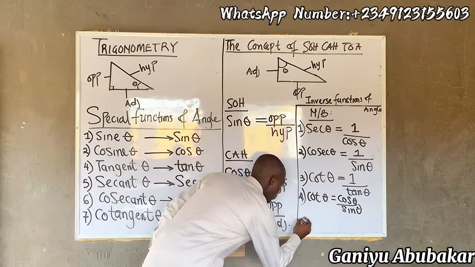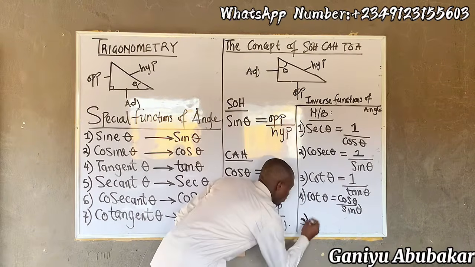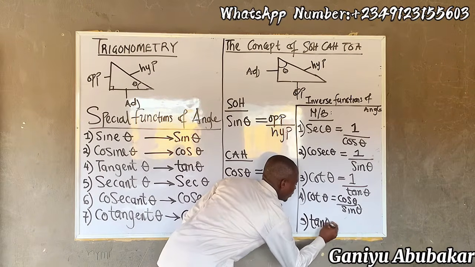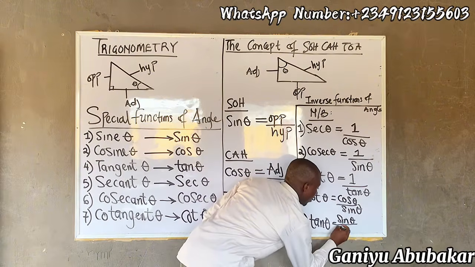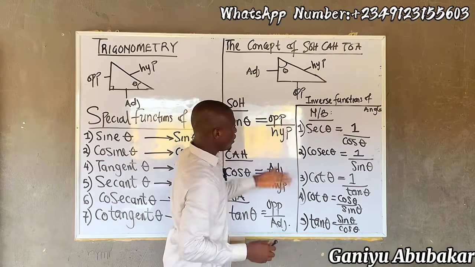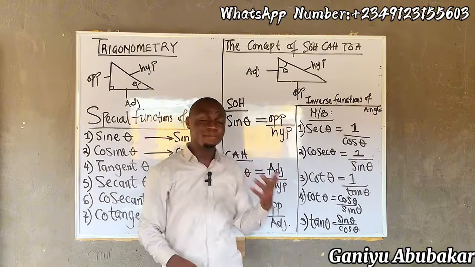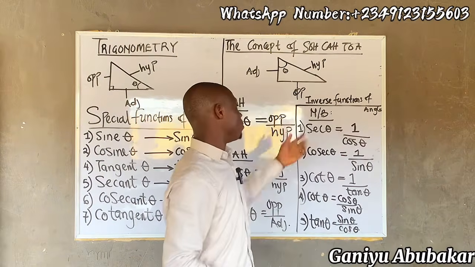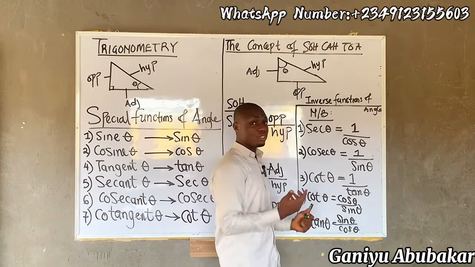And finally, number 5, tan theta is equal to sine theta over cos theta, please. So note these inverse functions of angle. They are very important in the study of trigonometry.